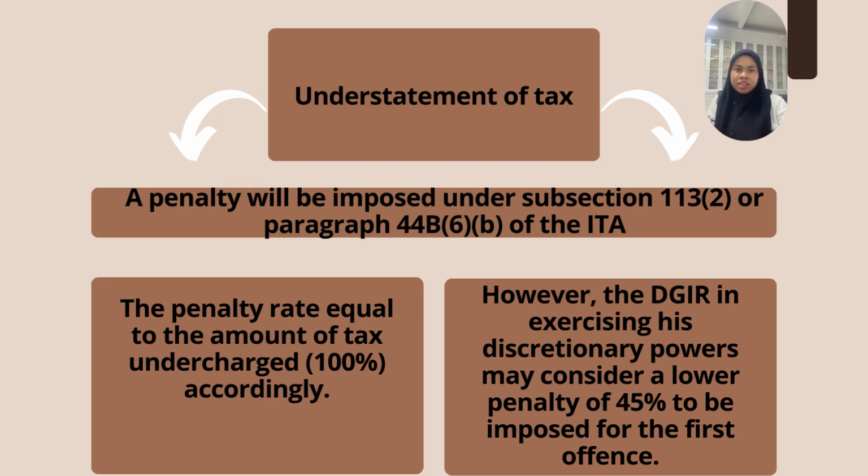Under statement of tax, a penalty will be imposed under section 113 subsection 2 of paragraph 44B in brackets 6 and B of the investment tax allowance. First, the penalty rate is equal to the amount of tax undercharged, 100% accordingly. However, the Director General of Inland Revenue, in exercising discretionary powers, may consider a lower penalty of 45% to be imposed for the first offense.